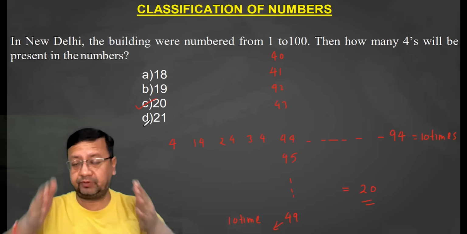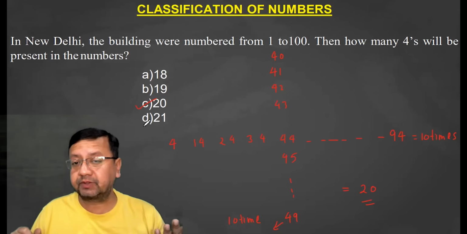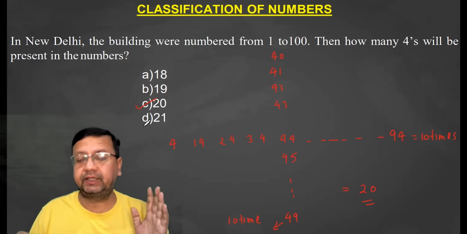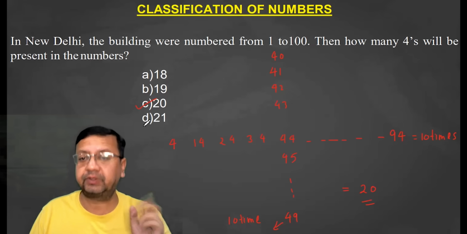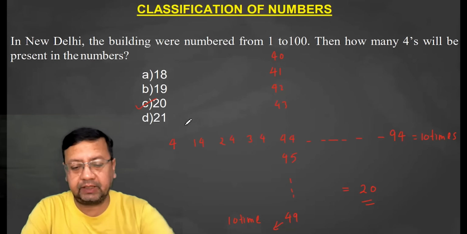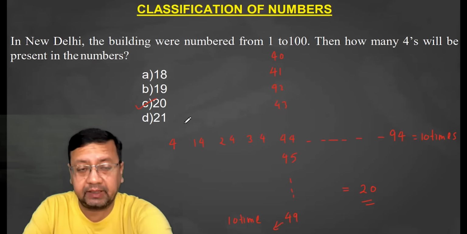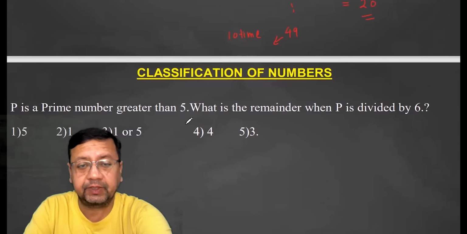So in a sequence from 1 to 100, I have written 4 how many times? 20 times. 10 times at the tens place and 10 times at the unit place, right? Okay. I suppose you are getting an understanding and clarity of the concepts for the classification, right?